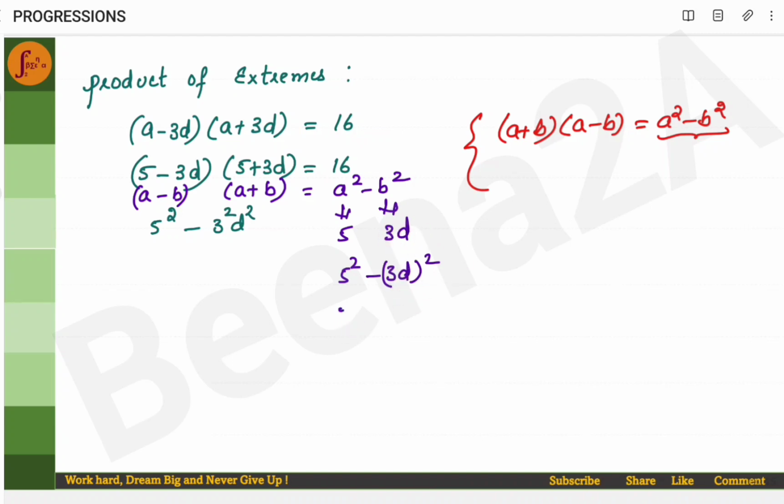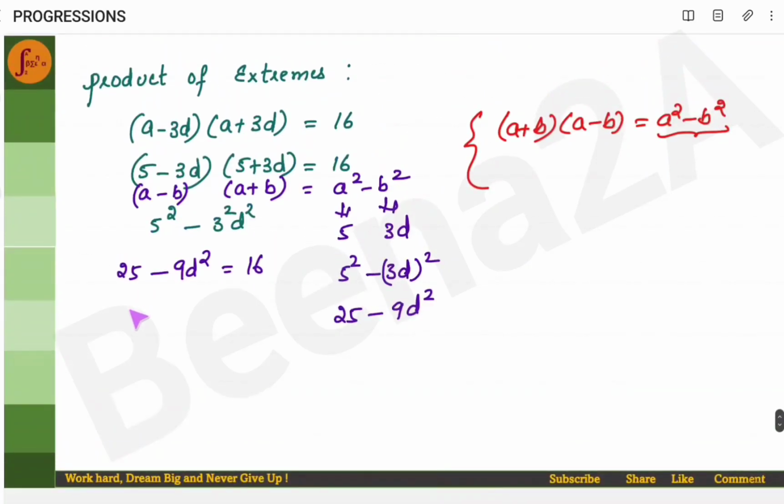3d the whole square, which is 25 minus, 3 square is 9, d square. So basically we'll get 25 minus 9d square is equal to 16. Now I'll take this 25 to the other side. It will become 16 minus 25, which is minus 9. Minus 9d square is minus 9, which means minus and minus will get cancelled.